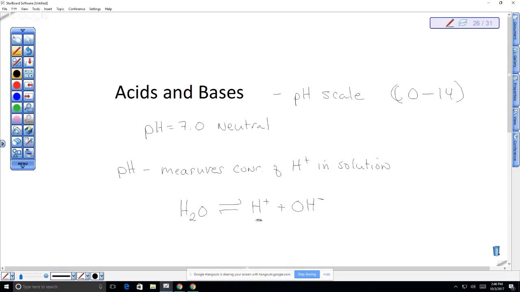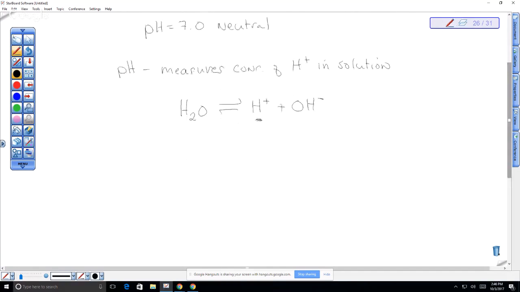Now, the acidic range is kind of backwards. If I look at the pH and it is less than 7, this means that it is an acid. If it is 6, it is acidic. If it is 4, it is acidic. If it is 2, it is very acidic. What that means is that an acid is a chemical that releases hydrogen ions into solution.